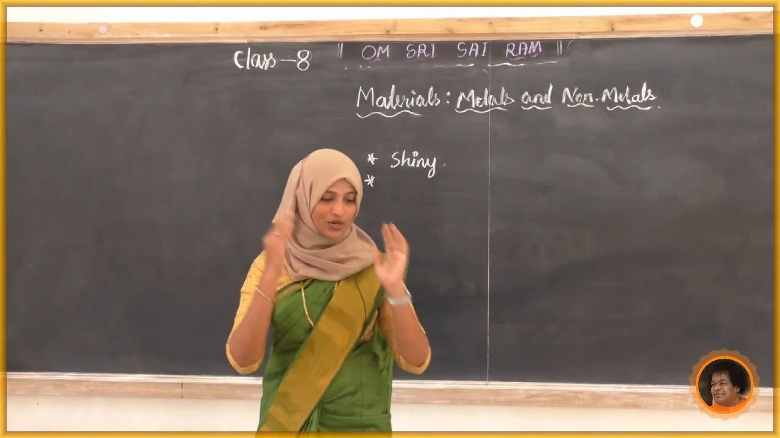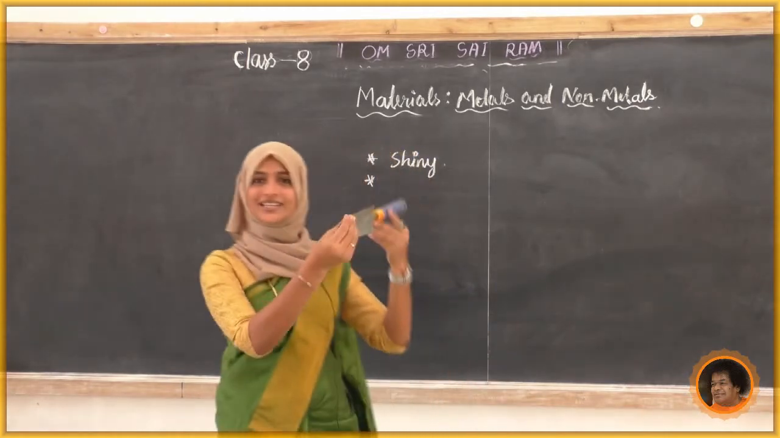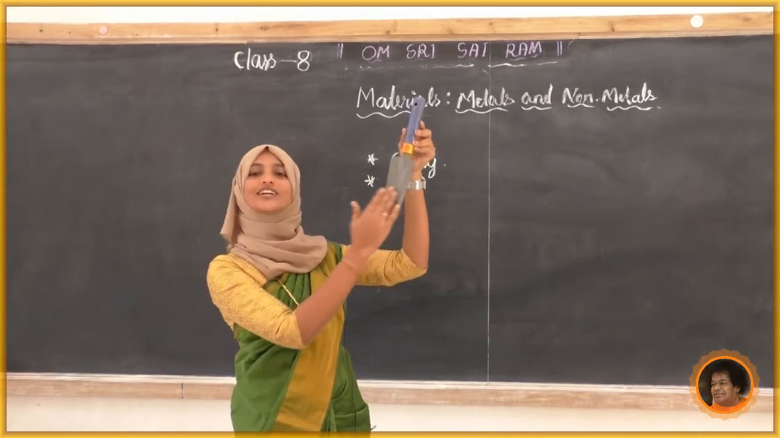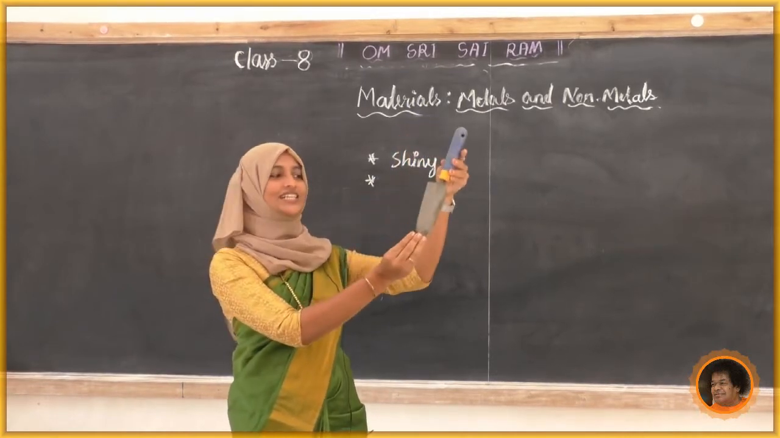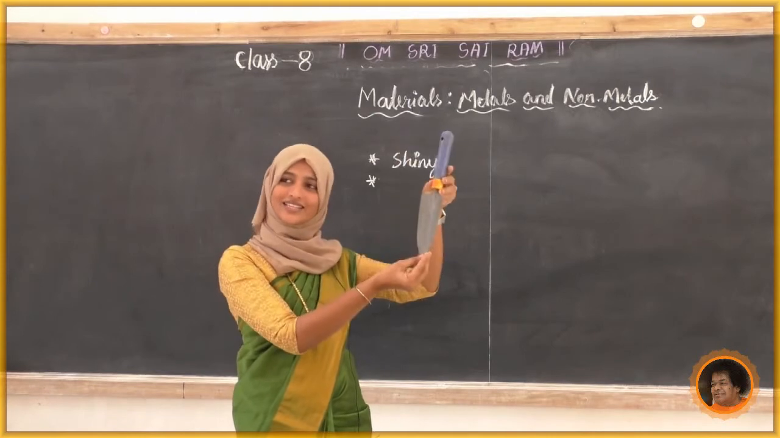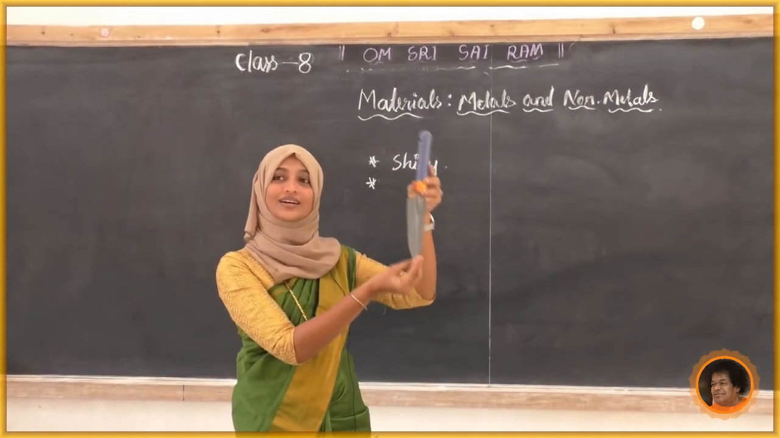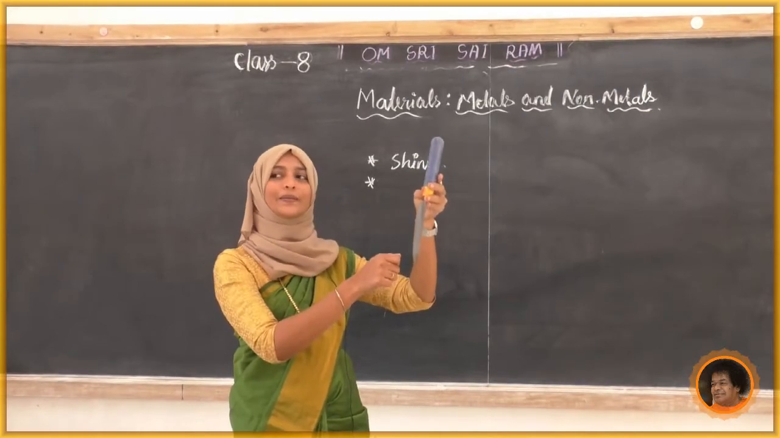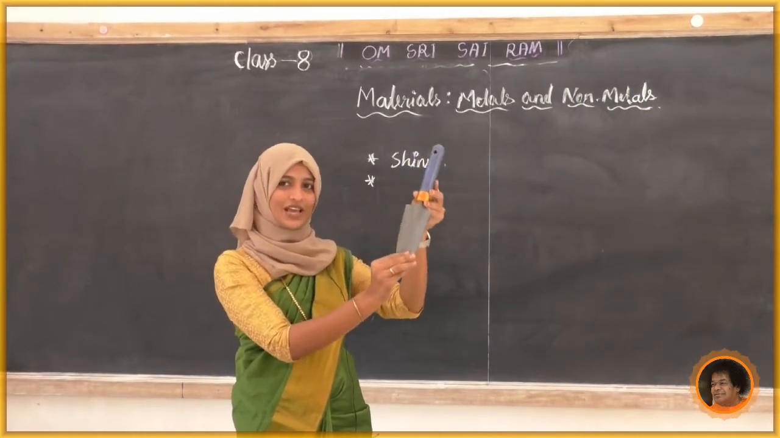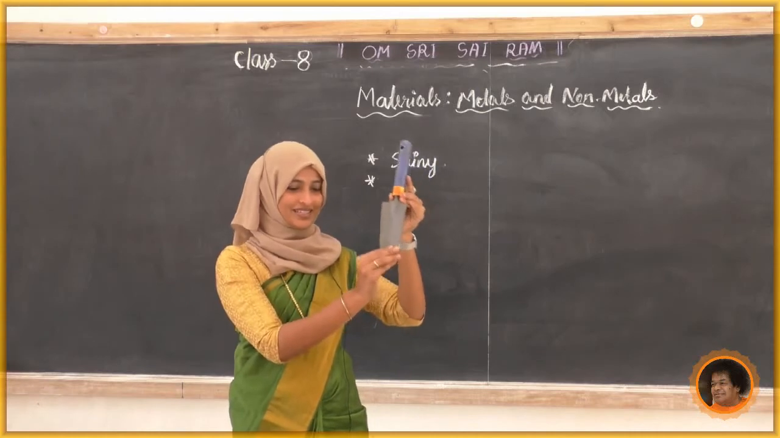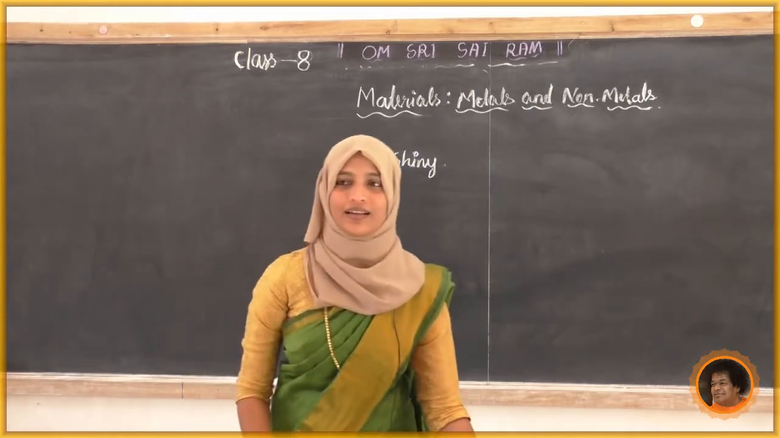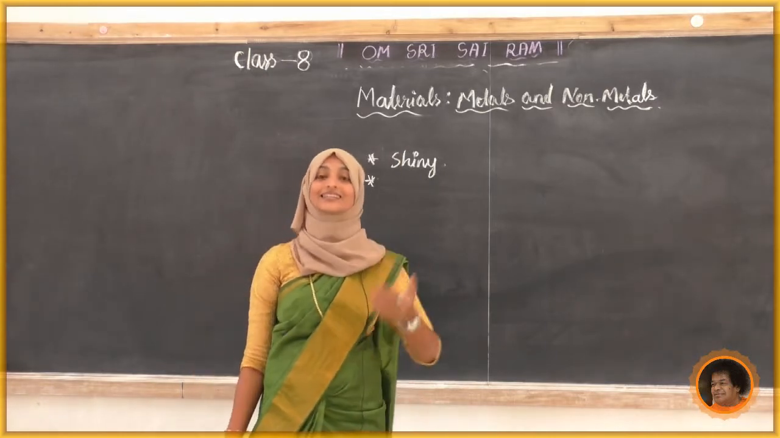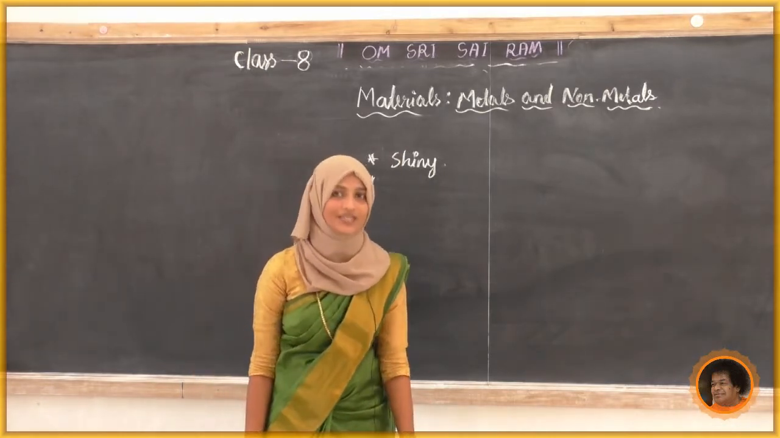One more thing I will show you, students. See, this is a knife. What is the shape of this now? Like a sheet it is. Actually, this is also iron. What happened? The blacksmith beats the iron piece and gives this shape to the iron. This is one of the physical characters of metal.